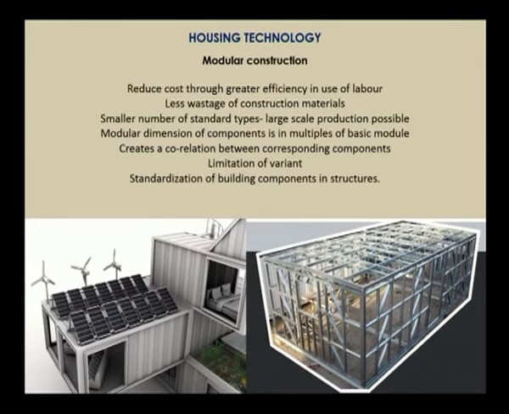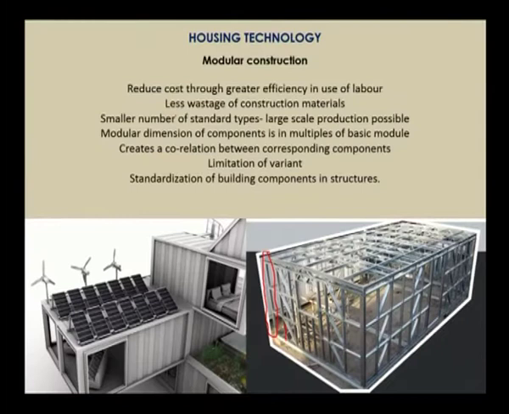So, every frame member has a particular proportion, say the size of it is x, and the entire module would be to the proportion of x. Which means that it has greater efficiency in terms of variance, and the main advantages of modular construction include cost reduction through greater efficiency. It has less wastage because all these modules are already prefabricated. It is already done in an industrialized way.